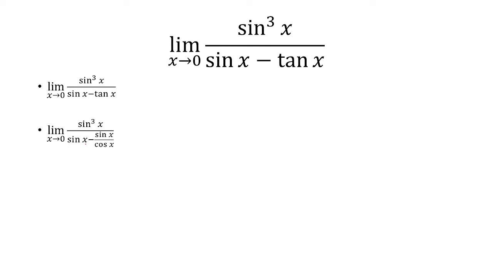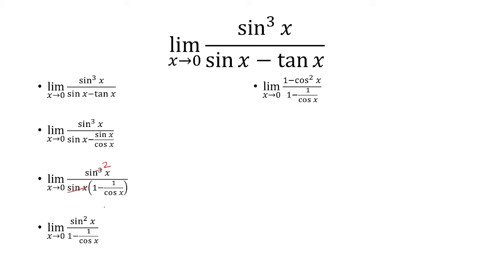And in the denominator, I can factor out a sine from sine and sine over cosine. So we'll have 1 minus 1 over cosine in the parentheses. And now we can cancel one of the factors of sine, the top and the bottom. So we'll have sine squared over 1 minus 1 over cosine.